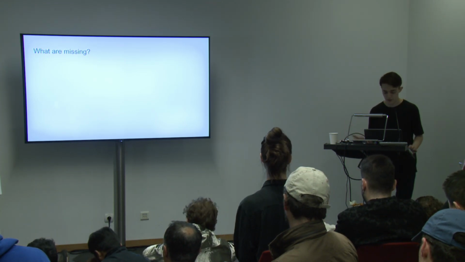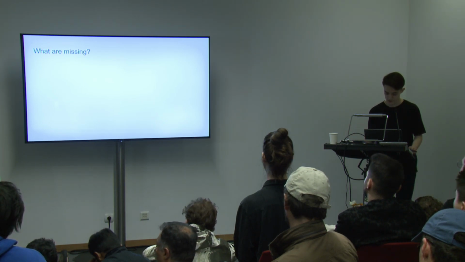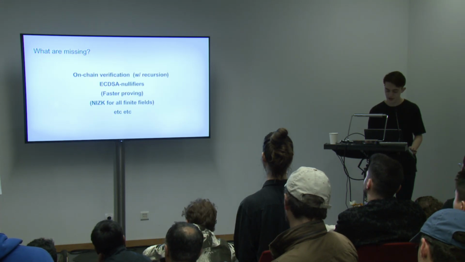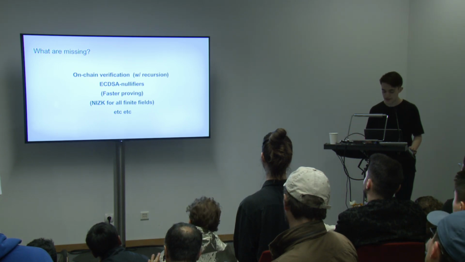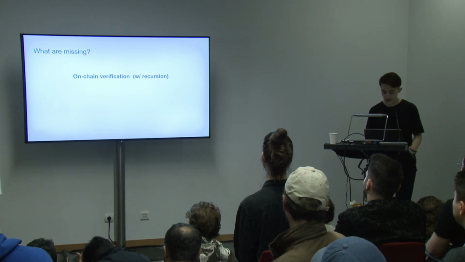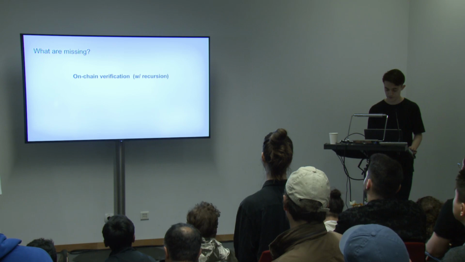And so what kind of things are missing to enable more applications to flourish? There are actually a bunch of things that are missing. This is likely not all of it, but for this talk, I will focus on on-chain verification and recursion, which I hear the most demand for.